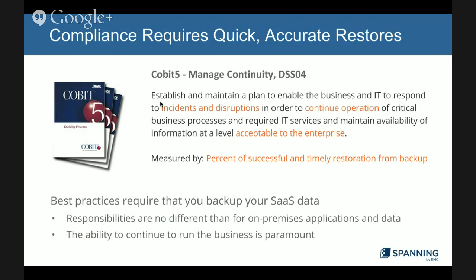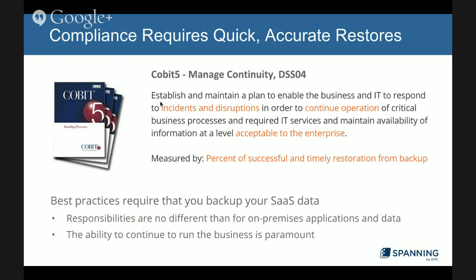data. And so COBIT 5 is a compliance framework that's often used to evaluate an organization and their IT controls, regardless of what the actual controls framework is, right? So if it's the model audit rule or SOX, whatever it might be. And so in the COBIT framework, there's a control, DSS 04, that says an organization must establish and maintain a plan to enable business and IT to respond to incidents and disruptions, of any kind, in order to continue operation of critical business processes and required IT services. And maintain availability of information, so the data, at a level acceptable to the enterprise.